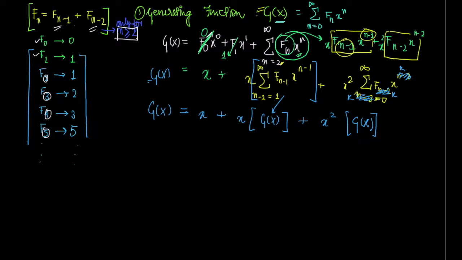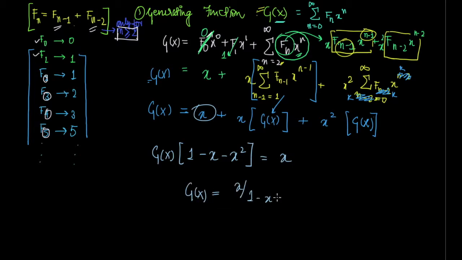Now, this helps us get an interesting analytical or functional relation for g of x. If we take all the g of x terms on the left-hand side, we get this minus this squared term, and that happens to be the remaining x. So g of x therefore becomes x divided by 1 minus x minus x squared. All right, so that has been the analytical description for the generating function.